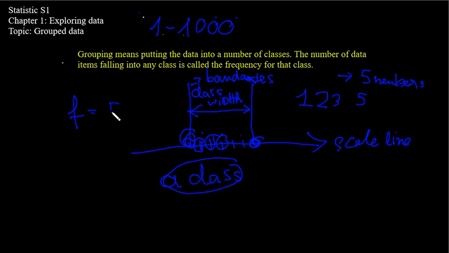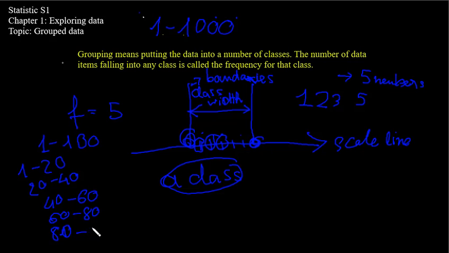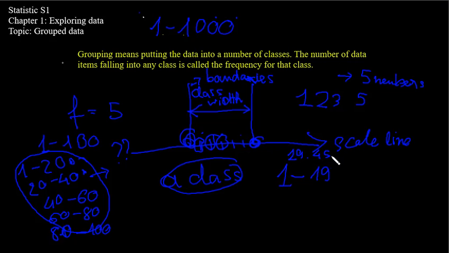Frequency equals 5. For example, when we categorize something from 1 to 100, I would categorize them into 5 groups: 1 to 20, 20 to 40, 40 to 60, 60 to 80, 80 to 100. When we categorize them like this, if you get some data which is 20, it's really hard for you. You don't know where to put it, whether in this group or this group. So I believe that if you categorize things differently, it would be easier for you to understand.